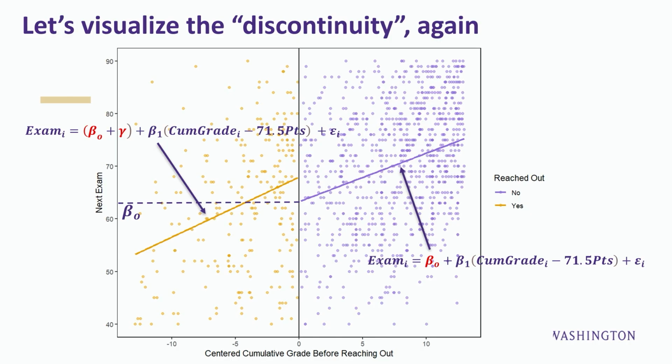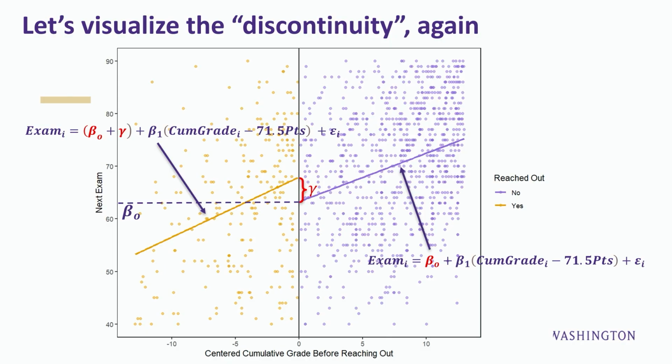beta 0, and that's the beta 0 from the visualization, because that's the intercept of the purple line at the 0 point. And now we're adding a gamma to this intercept, so that will be beta 0 plus gamma. And if we run this regression model, we can actually generate the estimation of gamma. So beta 0 plus gamma is the intercept of this golden line. That's beta 0 plus gamma.